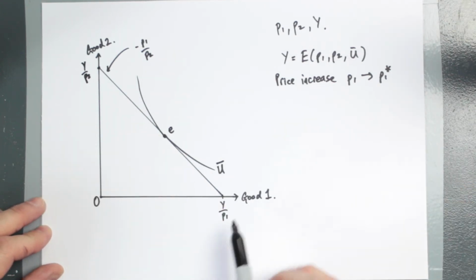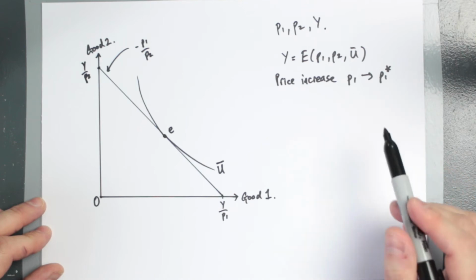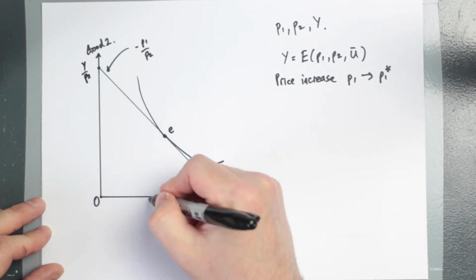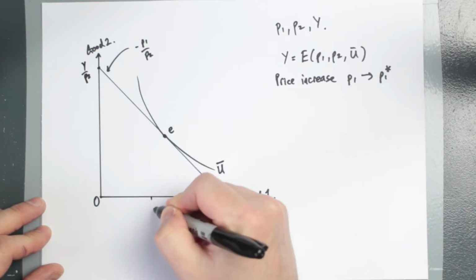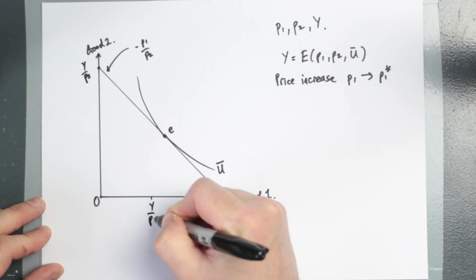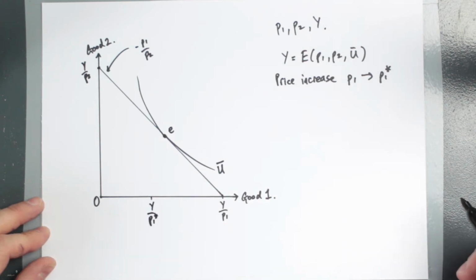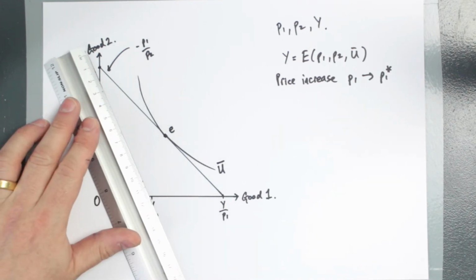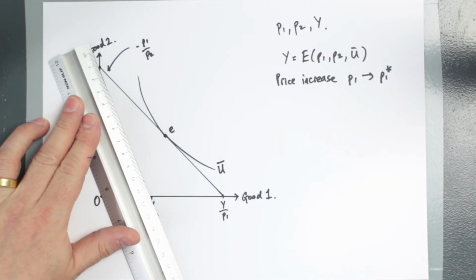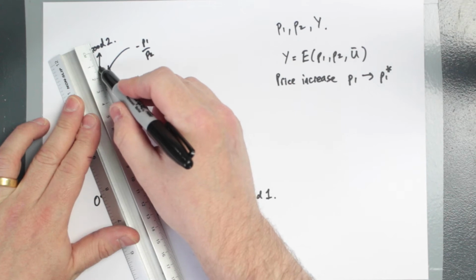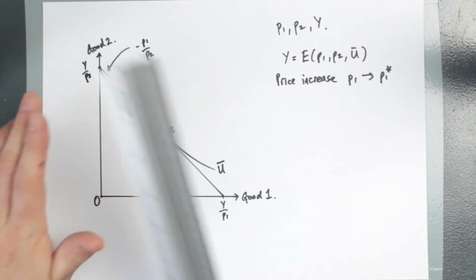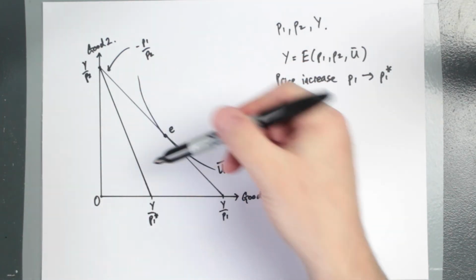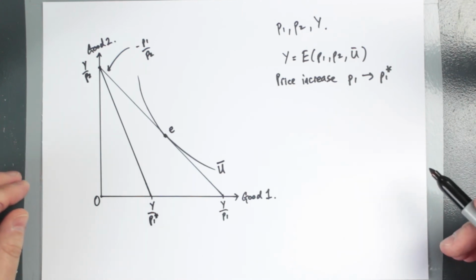But this point here, if I spent all of my money on good 1, then I'm going to take my income and divide it by a larger number. So I end up with something smaller. Let's say here. So this point here would be Y divided by P1 star. Okay. And if I know 2 points, I can draw the whole budget line. Let's connect these. So here is the budget line after the price increase.